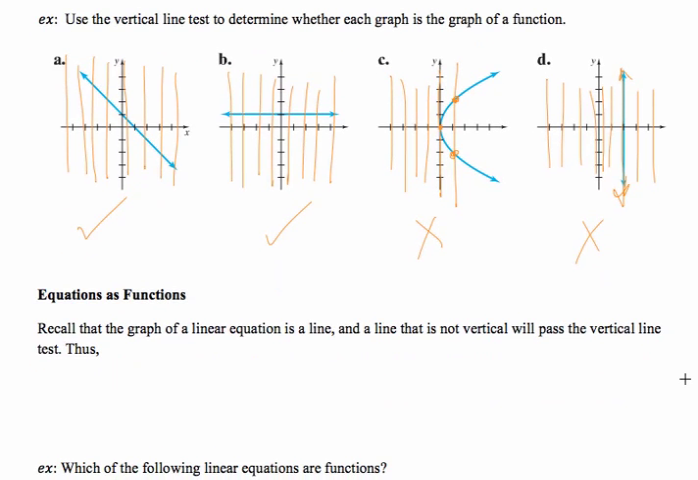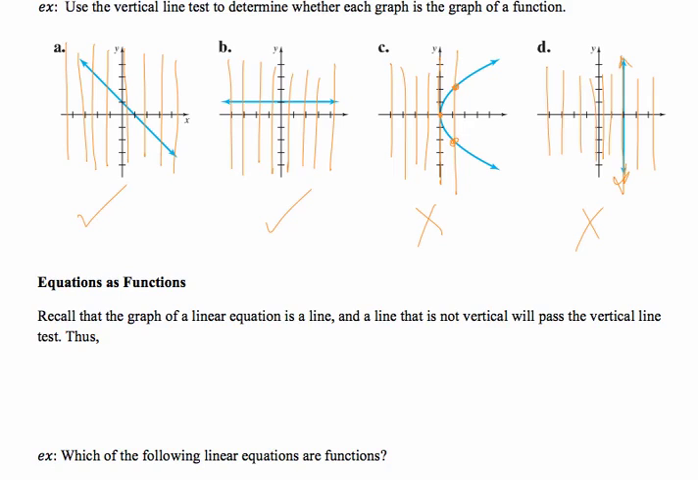Okay, let's look at lines in a little bit more depth. So this right here is a line, that one's a line, and that one is a line. Those three are all lines. This one right here is called a parabola. We'll get to that later in the course.